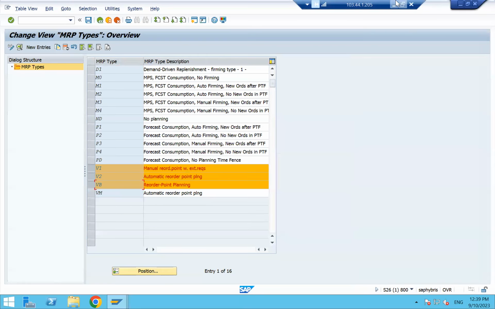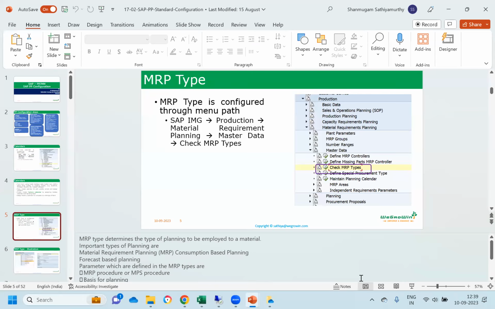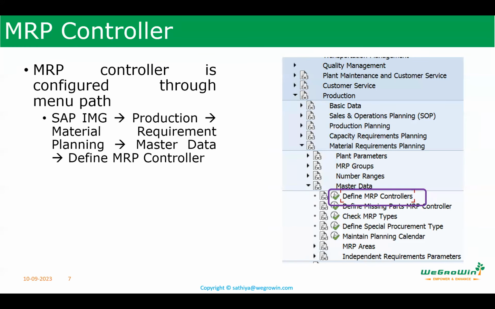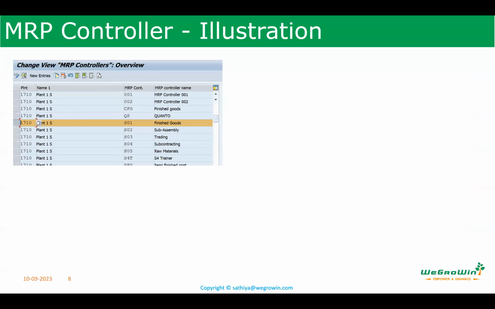Right. MRP type. And then MRP controller. We have S01, S02, S03. These are defined here under define MRP controller. So we define S01 as finished goods like that.